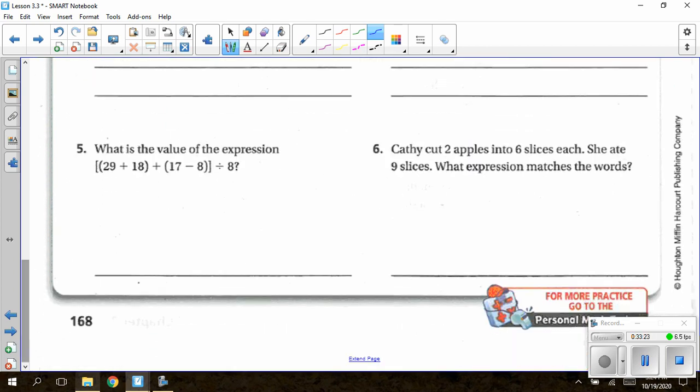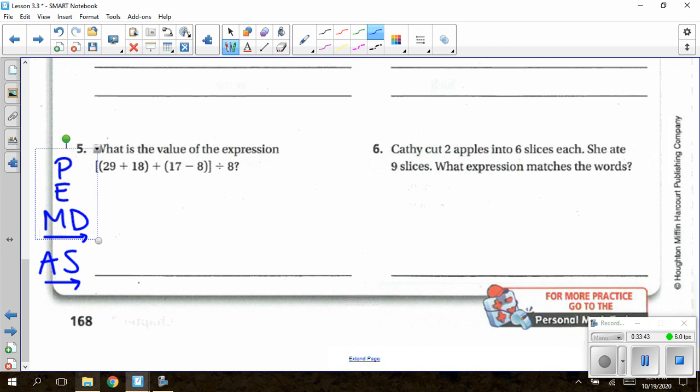For question number 5, what is the value of the expression? You are using your order of operations. Remember PEMDAS. Parentheses, exponents, multiplying and dividing, whichever one comes first from left to right, and then adding and subtracting, whichever one comes first from left to right.